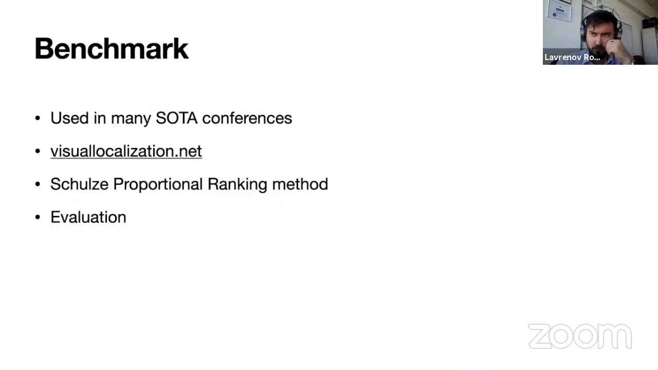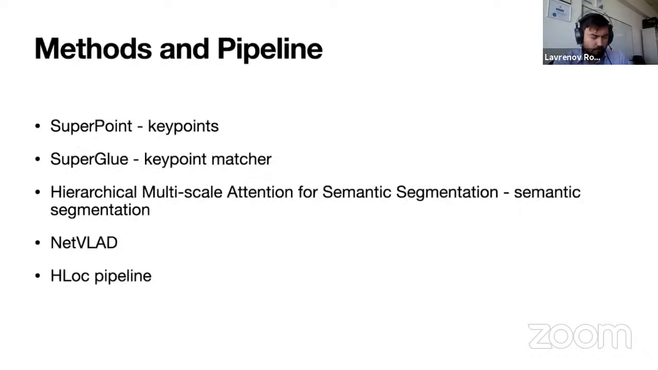As a benchmark, we used one of the benchmarks which can be found on the webpage visuallocalization.net, and it has been used in many state-of-the-art conferences, workshops, and so on as a standardized way to compare the performance of the visual localization code. The visual localization is based on a proportional ranking method. The evaluation service defines a set of thresholds.